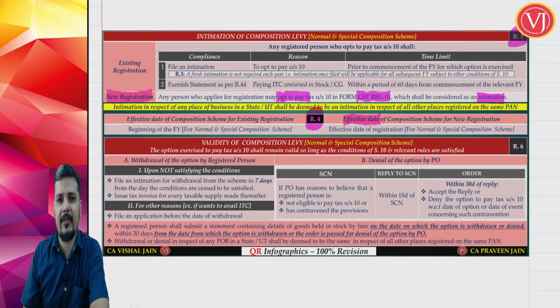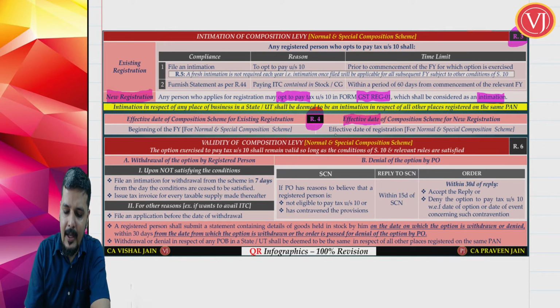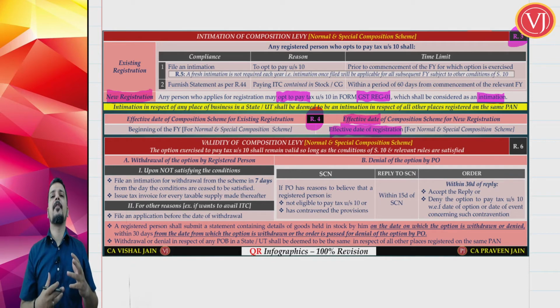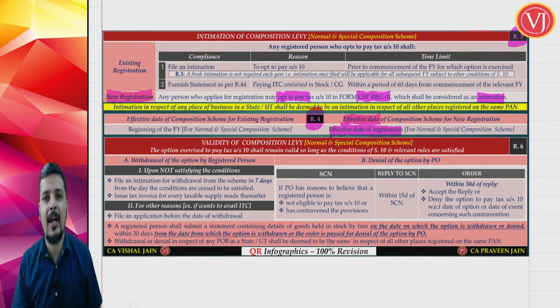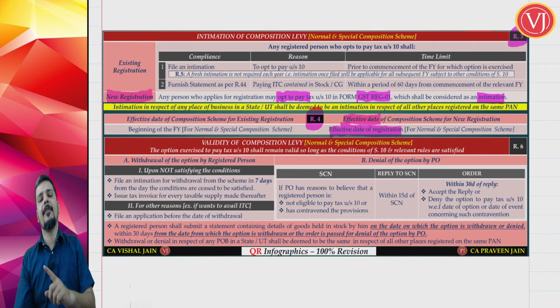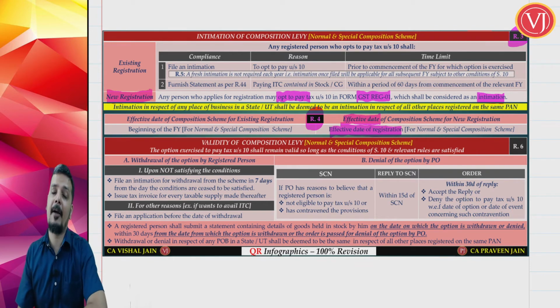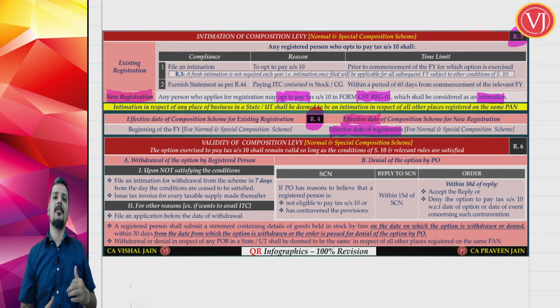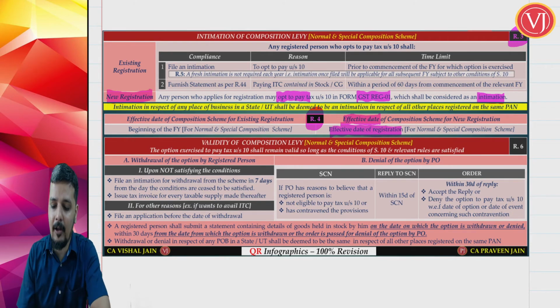Effective date in such cases for new registration will be the effective date of registration, which means if you are applying within the time limit, if you are applying within 30 days from the date you are liable for registration, the effective date of registration will be the date when you are liable for registration. And if you are applying after 30 days from when you are liable for registration, the effective date of registration will be the date of grant of registration.